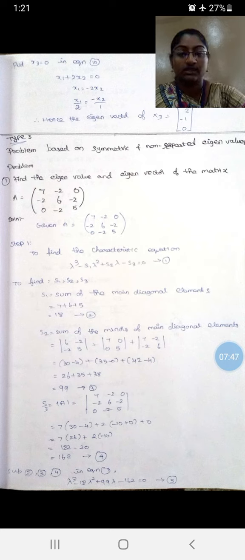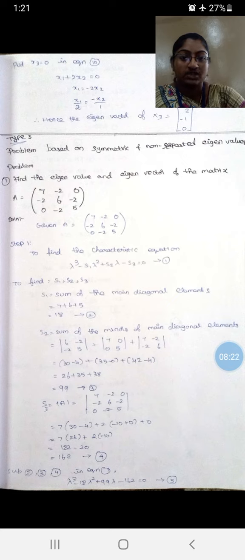Next we are going to see the type 3 problem, that is symmetric and non-repeated eigenvalue. Symmetric is nothing but our given square matrix is equal to its transpose matrix, and non-repeated eigenvalue means my eigenvalues are all different. See the problem. Find the eigenvalue and eigenvector of the matrix A equal to 7, minus 2, 0, minus 2, 6, minus 2, 0, minus 2, 5. In this matrix, my row is equal to its column. That is, the square matrix is equal to its transpose matrix.